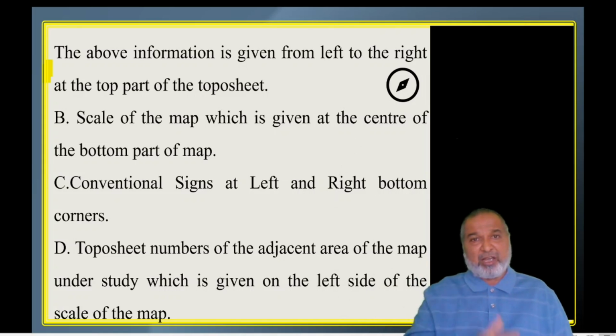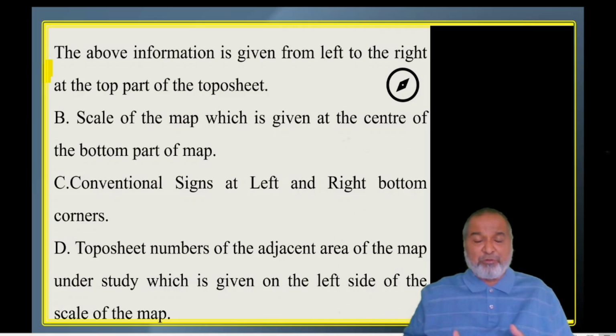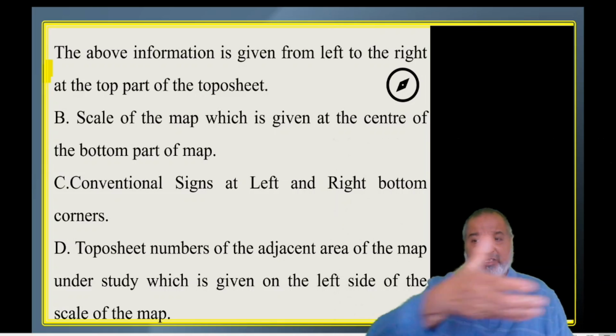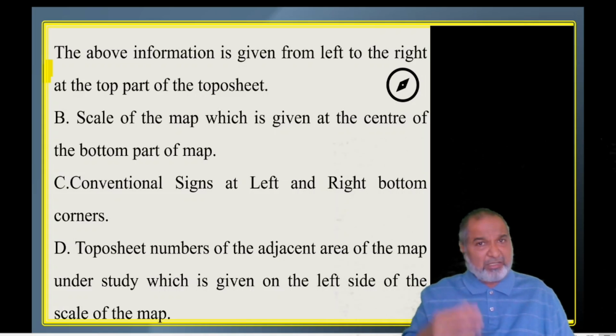The map published. I forgot to mention here that the year of publication, when the topo sheet was published, is also mentioned there on the top side. So this information is there on the top. You don't have to search for where this information is in the examination. Once you get the questions, you will immediately find these things on the top, and you have to find them out one by one. Yes, these are there.